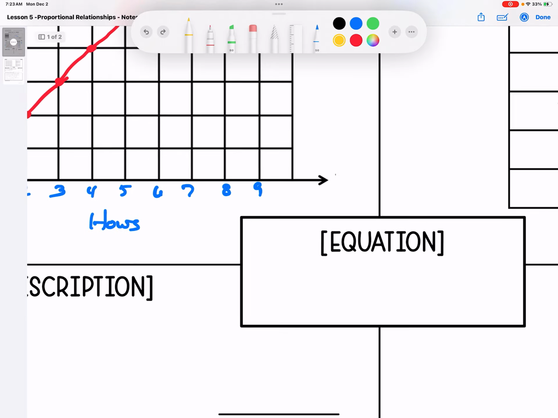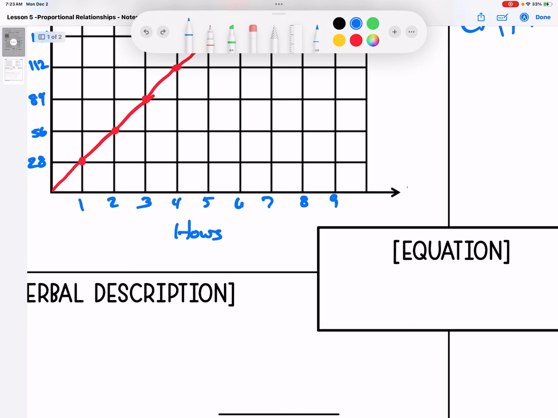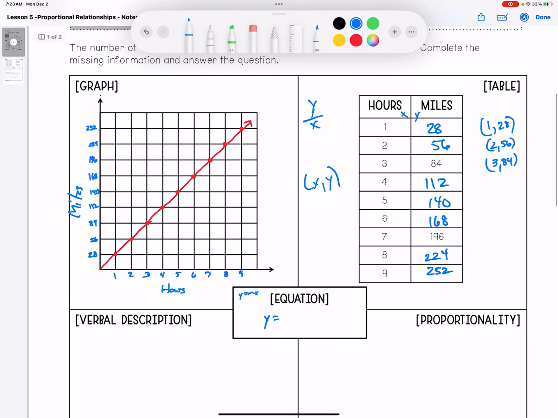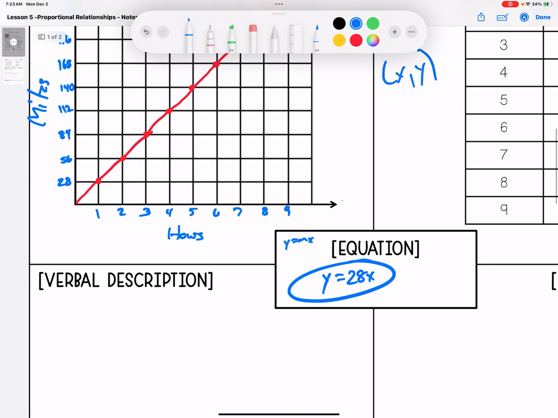All right, the equation, remember it was y equals mx. So it was y, and then m is the rate of change, aka one day you will learn that as the slope. So y equals mx, y equals, what is the slope? What is the rate of change? It is 28 over 1, which is just 28 times x. That's it. That's your equation.